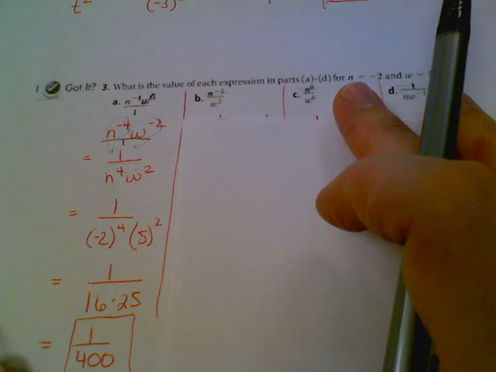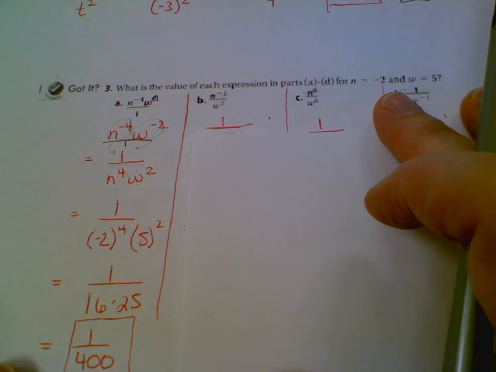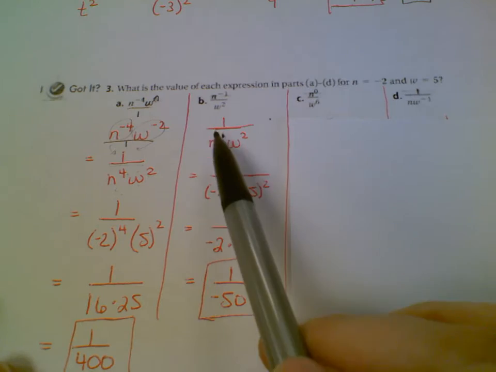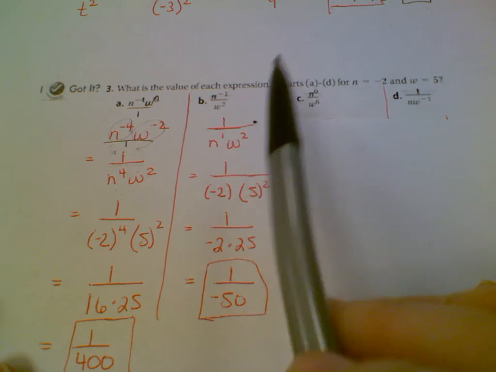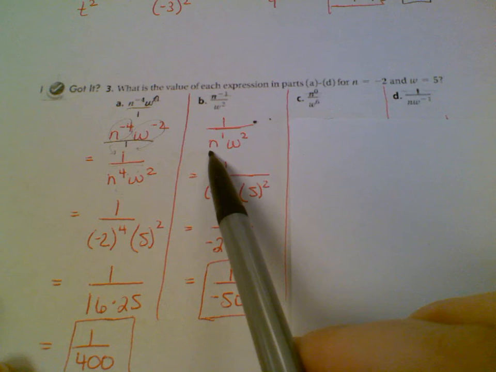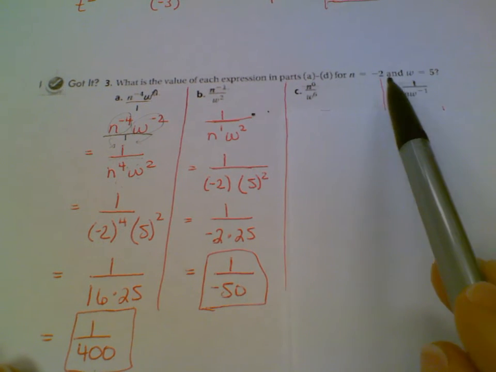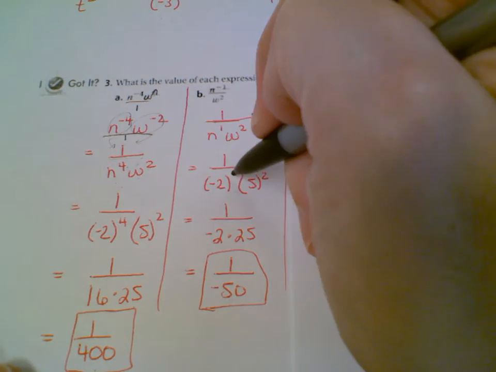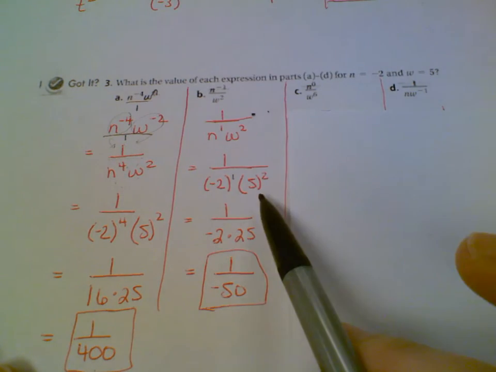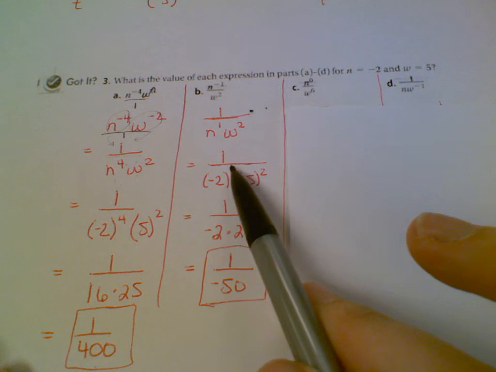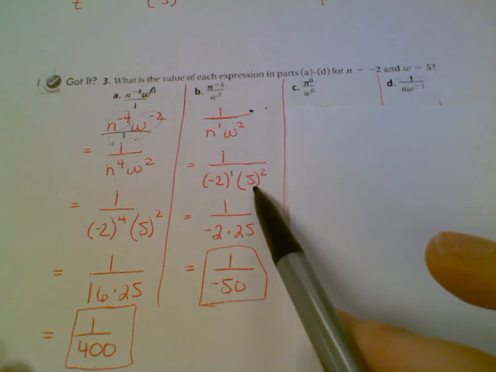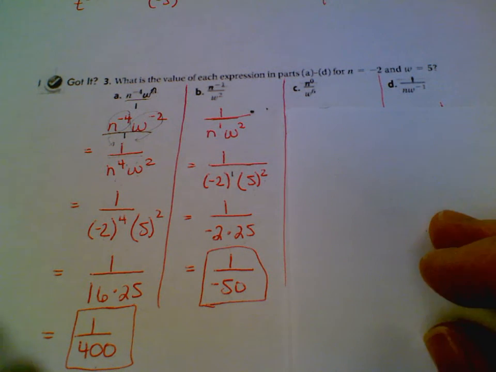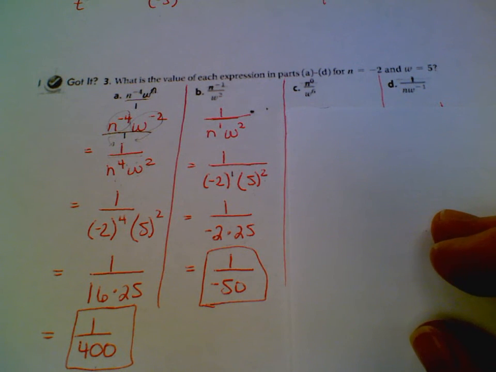Alright, on the next one, I have n to the negative first over w to the second. So the first thing I would do is I would go ahead and simplify it. So I would move that n to the denominator, and then I would substitute in negative 2 and 5. So negative 2 goes in for n, and then w becomes a 5. So then I would simplify. Negative 2 to the first is negative 2, 5 squared is 25, and then multiply. So I'd have negative 1 over 50. Now I'm going to have you try the next one.